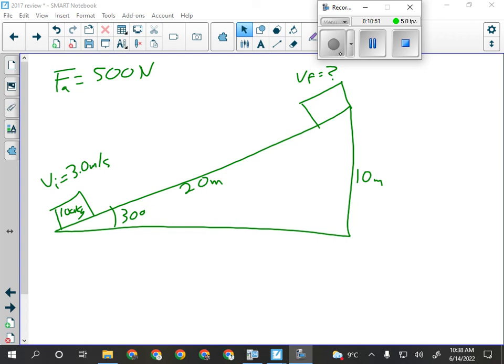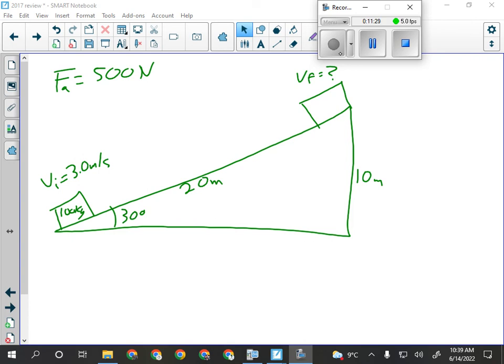The energy of that box is changing from the bottom, where it's going 3 meters per second, to the top, where it is 10 meters higher. And we don't know what speed it's moving at. Could be faster, could be slower. It'll depend on how much work that 500 newton force can do over the 20-meter length of the ramp. So it's a work energy theorem problem where this 100-kilogram box is being forced up the ramp.